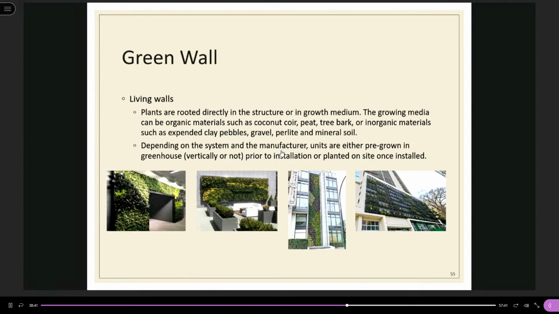So plants are rooted directly in the structure or in growth medium. The growing media can be organic materials such as coconut coir, peat, tree bark, or some inorganic material. Depending on the system and the manufacturer, units are either pre-grown in the greenhouse or they can be planted on site once installed. So these are some examples for the interior living walls and also exterior living walls.